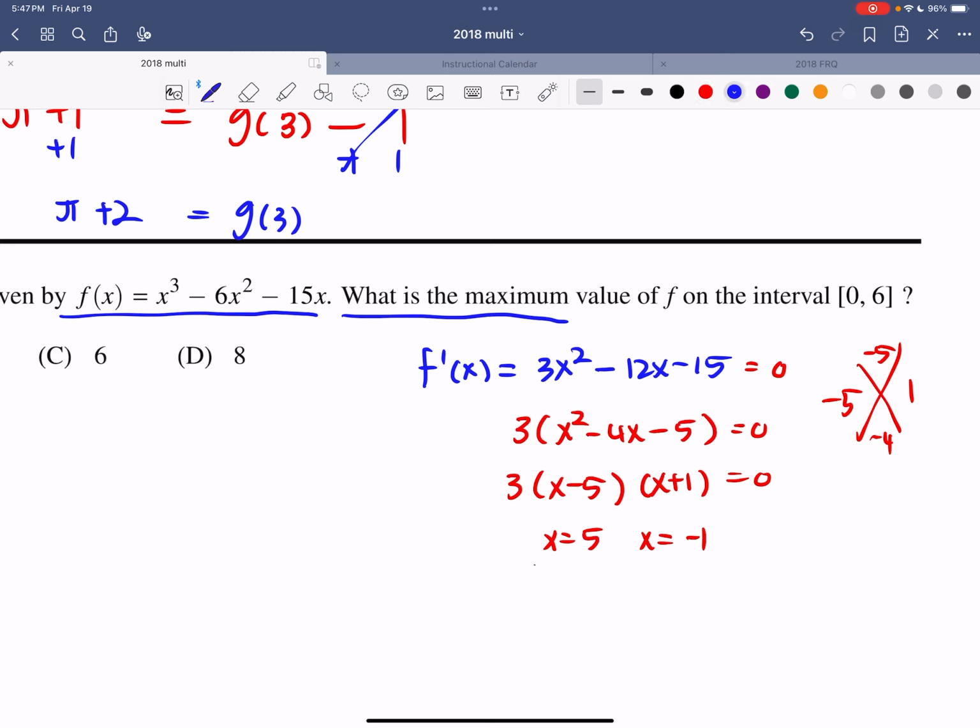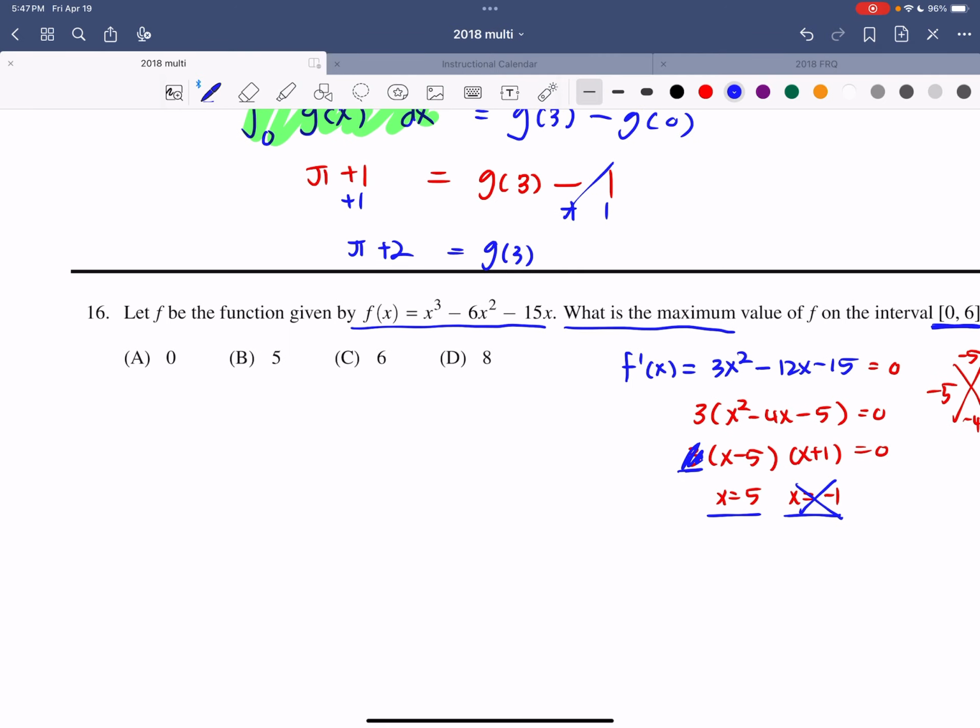Now, we got these two critical points. 3, nobody cares because I don't even have an x here, so you can just get rid of this. Now, this is the domain, 0 to 6. And apparently, negative 1 is not between 0 and 6, so I don't need this.